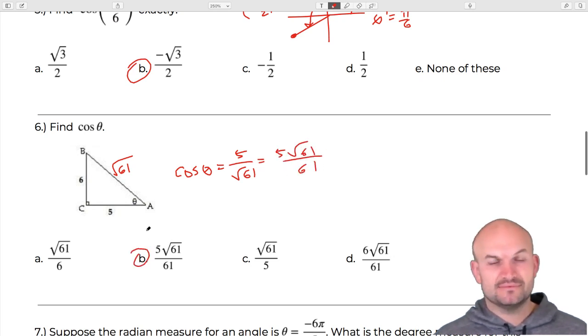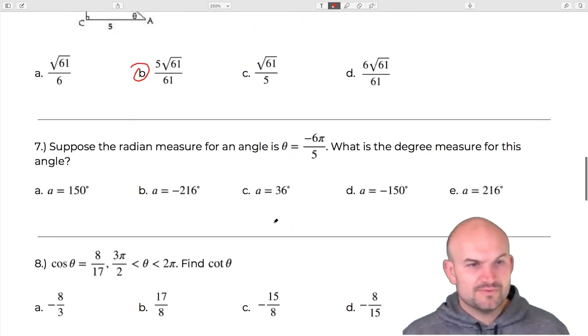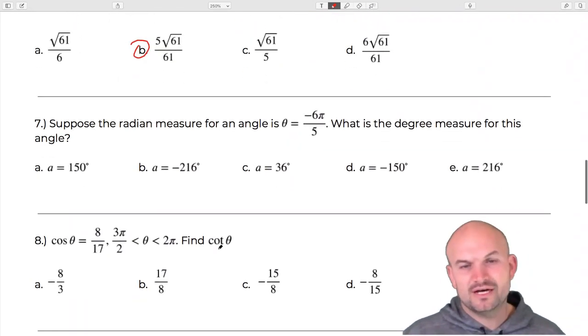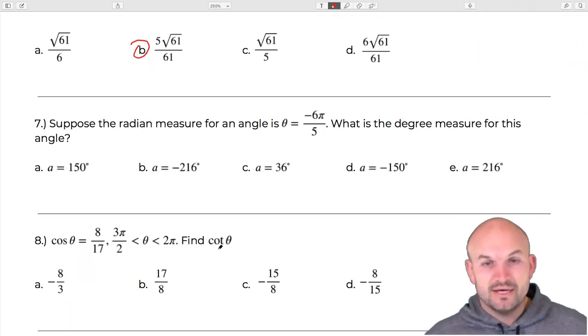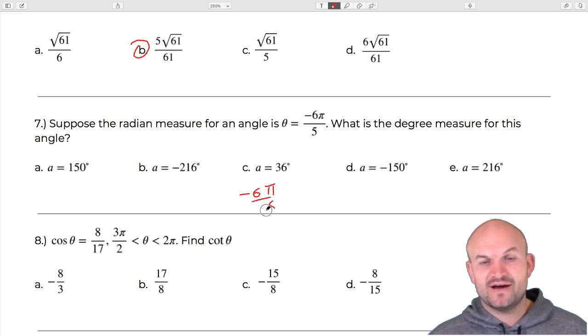which is answer B. The next one says, suppose the radian measure for the angle of theta is negative 6 pi over 5. What is the degree measure for this angle? So therefore, we need to convert this to degrees. So we have negative 6 pi over 5.